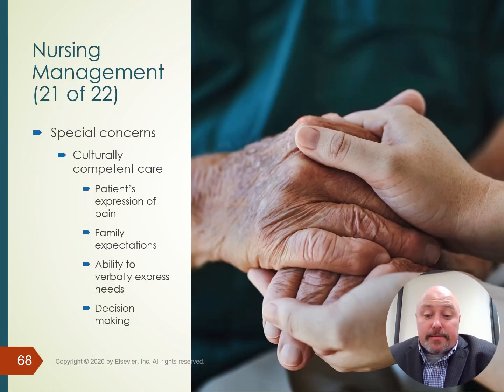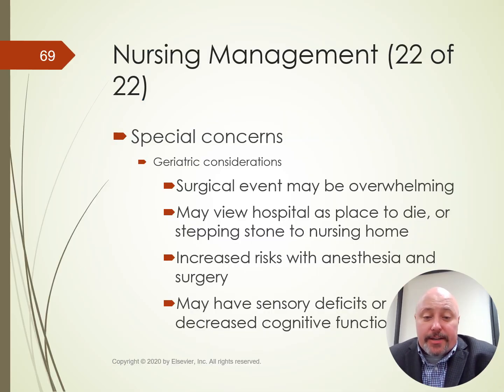Be aware of any special cultural concerns, including the patient's expressions of pain, family expectations, their ability to verbally express their needs, and any other decision-making considerations. For a geriatric patient, the surgical event may be overwhelming. They may view the hospital as a place to die or stepping stone to a nursing home. This could also come with increased risks with anesthesia and surgery. And keep in mind that they may have sensory deficits or other disabilities hindering their ability to comprehend the situation.